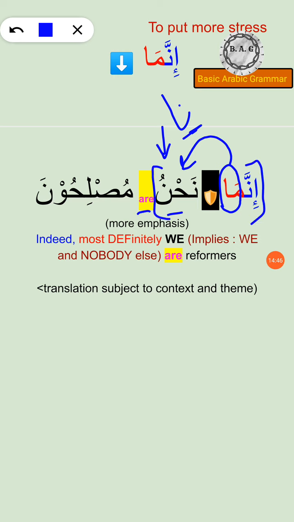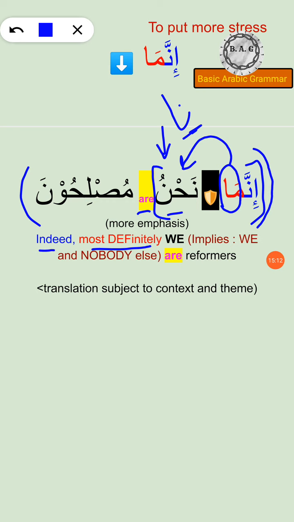Innama nahnu, and of course the combo is followed by your auxiliary verb. Innama nahnu muslihun. Now this is one of the examples from Surah Al-Baqarah. We have the opening ayat of Surah Al-Baqarah, in which they say innama nahnu muslihun, and similarly we have innama nahnu mustahzi'un. So what's actually going on here? Let's see. Indeed, most definitely, we and nobody else are reformers.